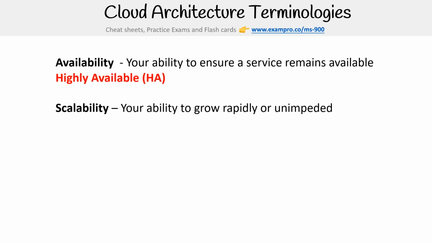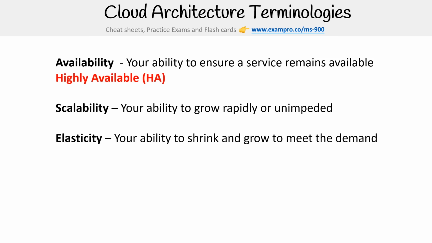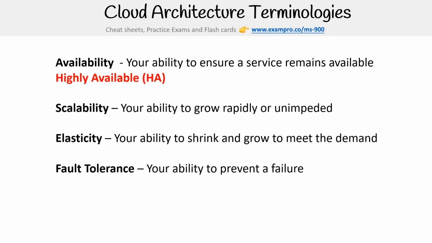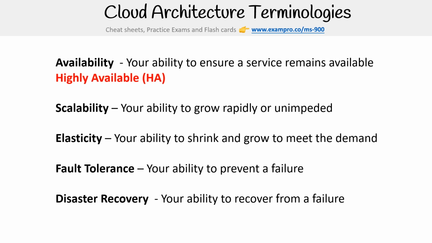Then we have scalability, so your ability to grow rapidly or unimpeded. Then you have elasticity, so this is your ability to shrink or grow to meet the demand. You have fault tolerance. This is your ability to prevent a failure. Then you have disaster recovery. This is your ability to recover from a failure. This is generally known as being highly durable or high durability. So there you go.